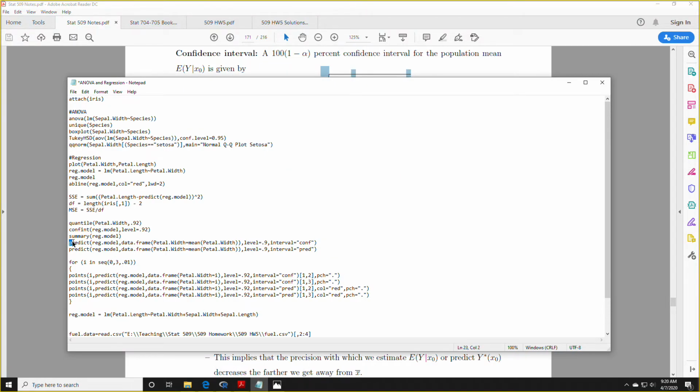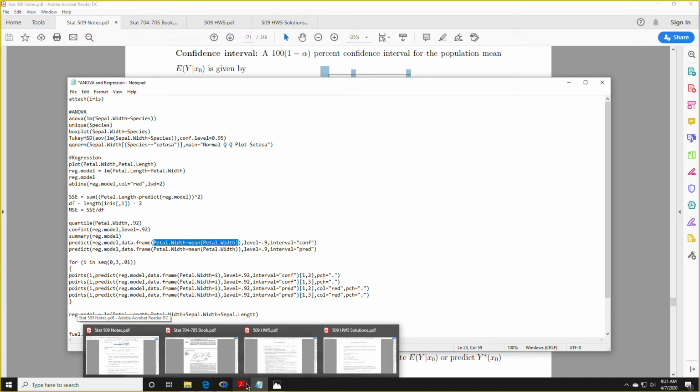So let's see what that looks like. This predict function, this is how we get confidence intervals and prediction intervals. The only difference on how we tell R whether we want a confidence interval or a prediction interval is this last argument here. Interval equal conf tells R that I want a confidence interval for the mean. Interval equal pred means I want a prediction interval for a single observed Y, okay? This argument here is what X value I want this interval at, right? This interval is for a single value of X.